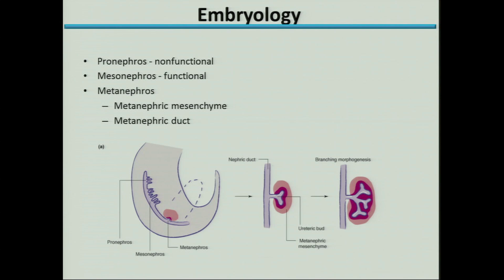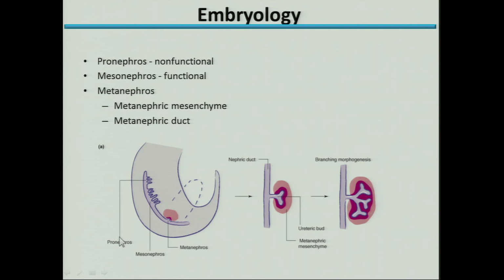Embryology of the kidney, it starts off with the pronephros, the mesonephros, and the metanephros. So the pronephros is basically non-functional. It takes no part in filtration of any toxins or in filtering the blood. The mesonephros and the metanephros are both functional units of the kidney. The mesonephros ends up developing the mesonephric duct, which in turn becomes the ureteric bud.